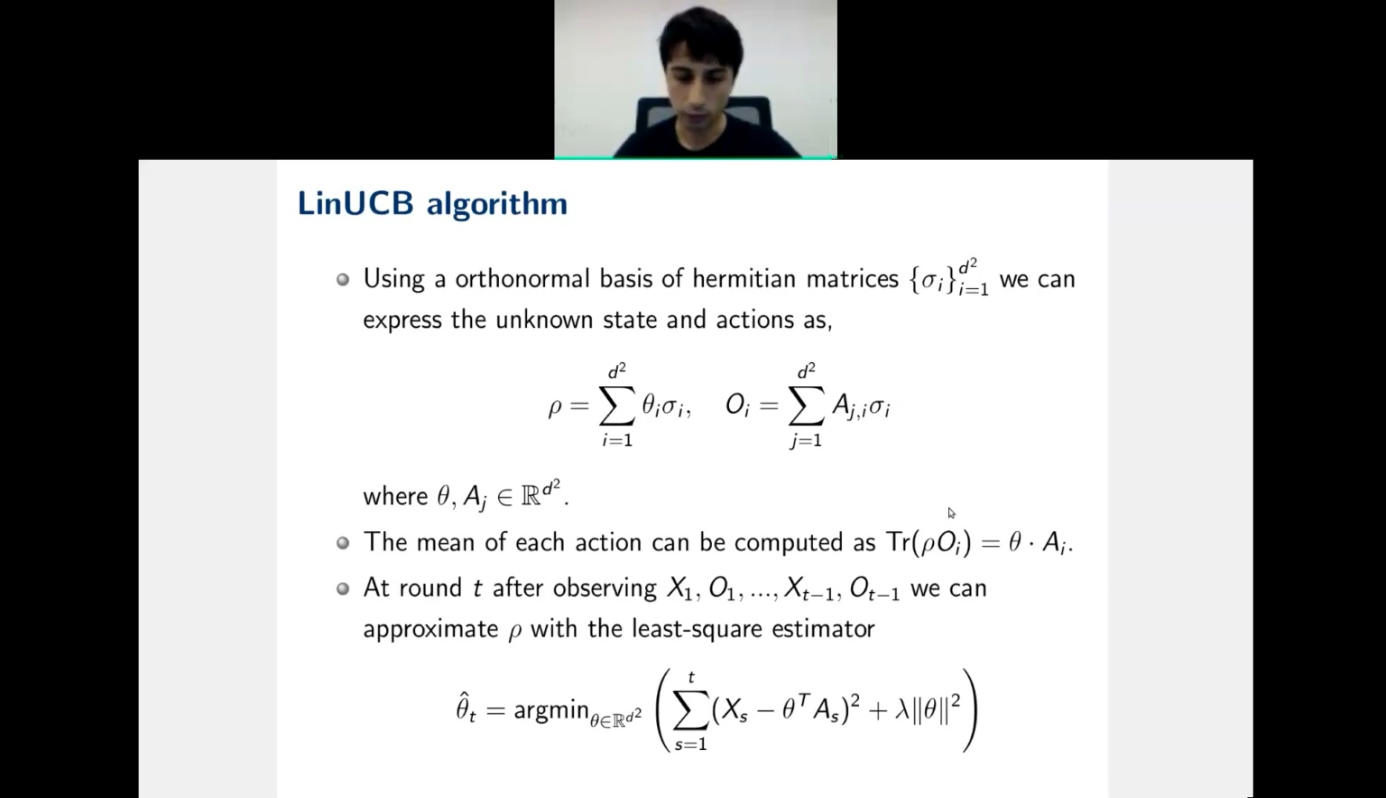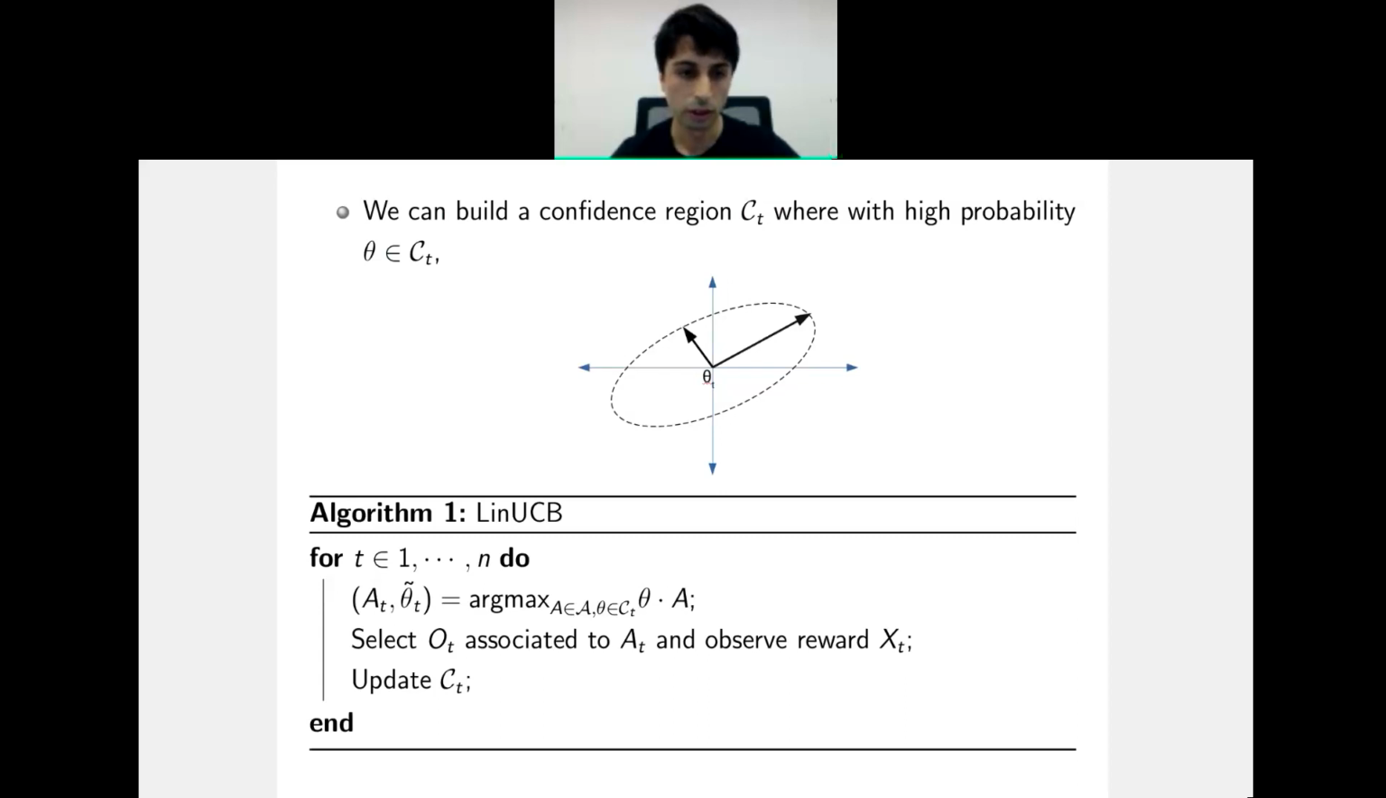And how does the algorithm work? At each round t, after observing the rewards, which are sampled from the interaction of the observable with an unknown quantum state, and after observing the rewards and the observable that we have played, we can approximate the vector that encodes the unknown quantum state with the least squares estimator. This formula is just the least squares estimator for the vector zeta at round t. The algorithm uses this estimator for the vector of the unknown quantum state, and it builds a confidence region, which is like an ellipsoid, and tells us that in this ellipsoid, with high probability, we will find the real vector that encodes the quantum state. It is centered on this least squares estimator.